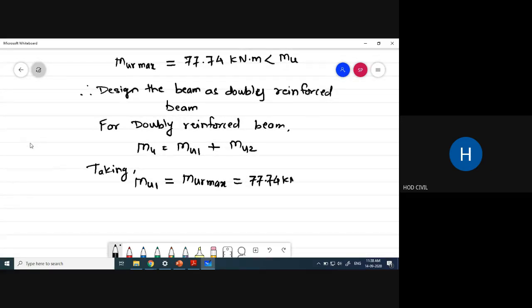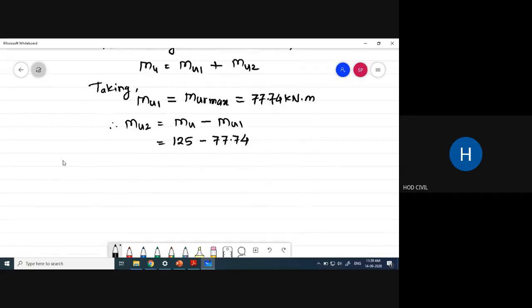77.74 kilonewton meter. So my mu1 value is known to me. Mu2 value, by making use of this formula, I know mu, I know mu1, I can find out mu2. So mu2 is equal to mu minus mu1. So this is 125 minus 77.74. So what is mu2 you're getting? 47.26. mu2 is equal to 47.26 kilonewton meter.